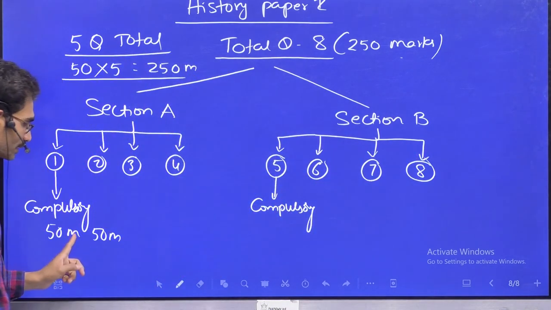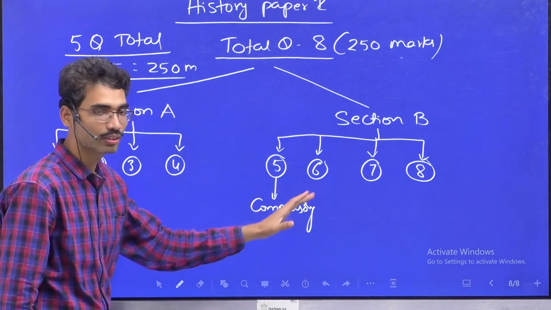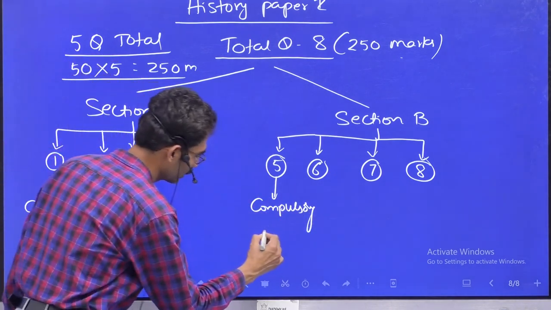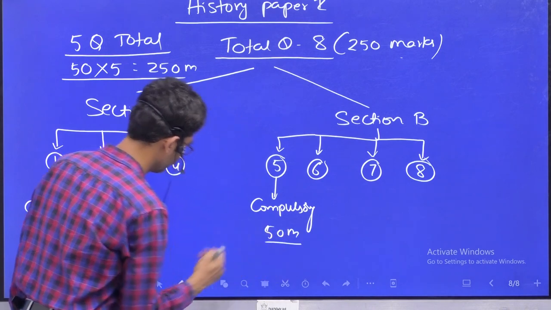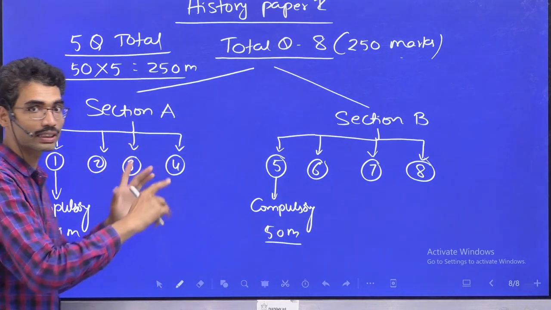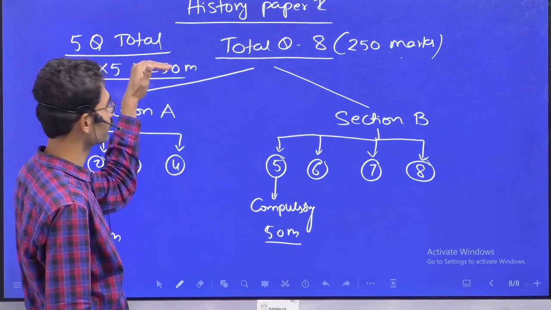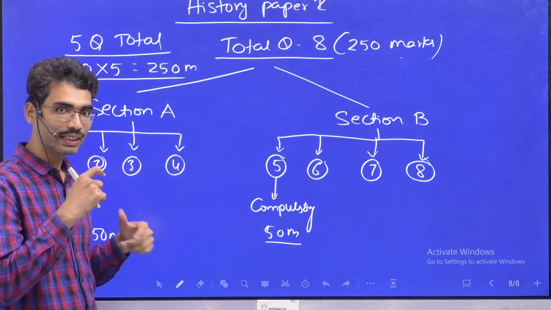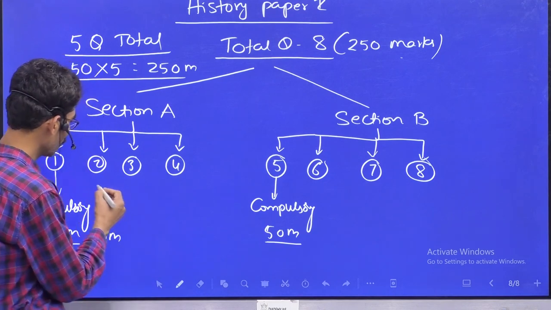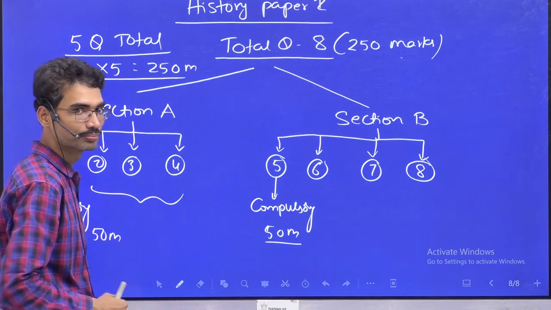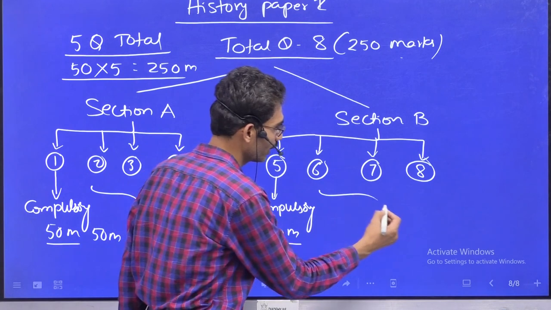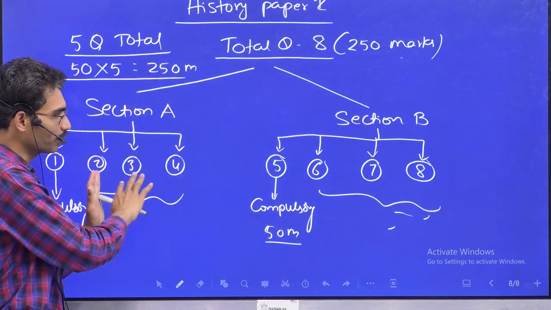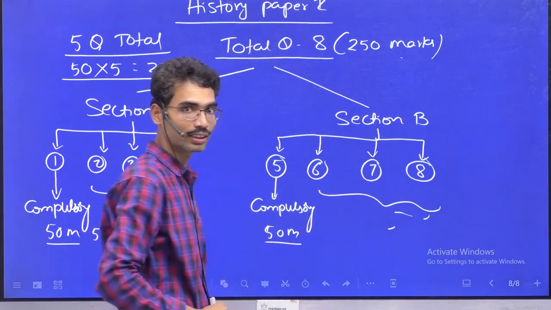Question number 1, compulsory. Question number 5, compulsory. That means here 50 marks compulsory, 50 marks compulsory. So 50, 50 compulsory, 100 marks done. Remaining 3 questions are there. Once again, you cannot randomly pick these 3. If you are not comfortable here, you cannot select all the 3 here.